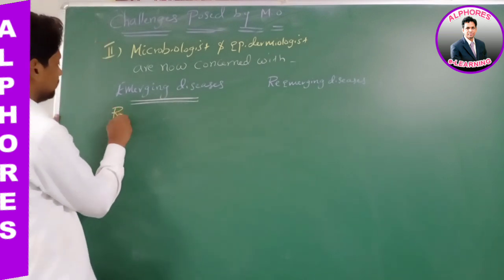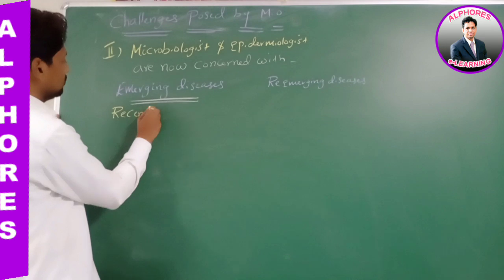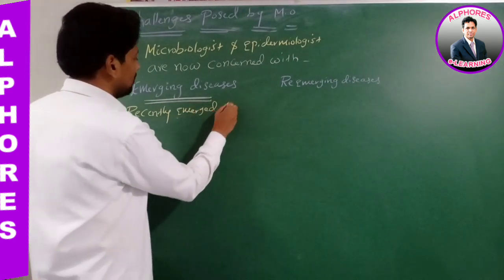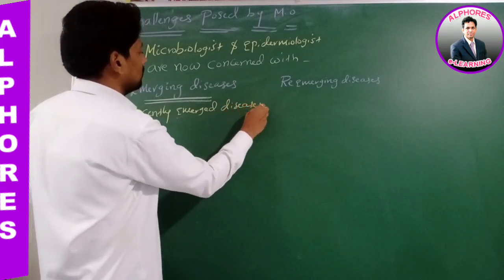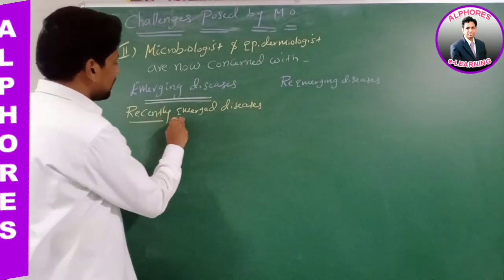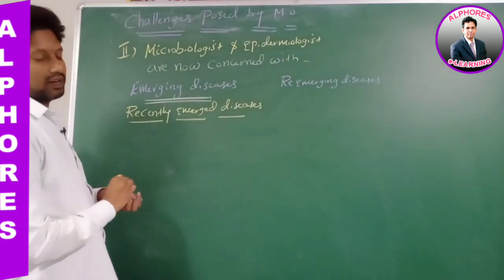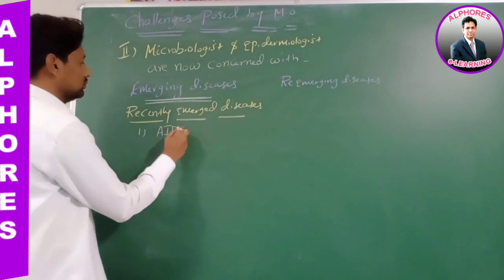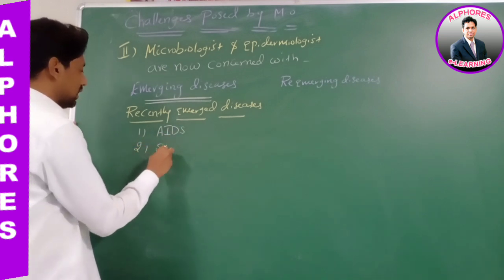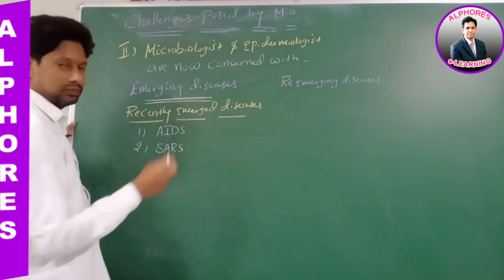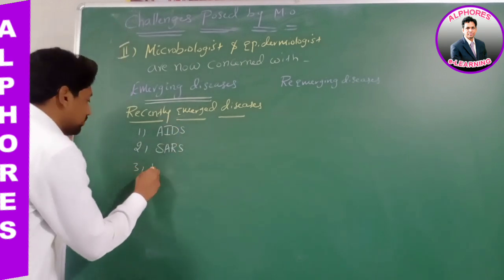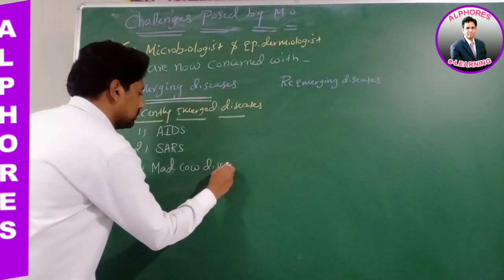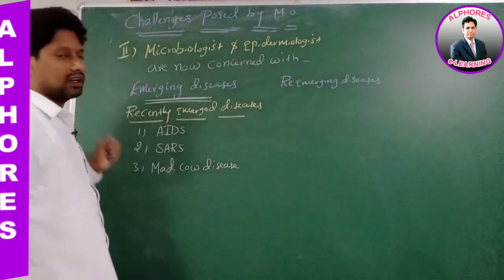Examples, right? Number 1, AIDS. Number 2, SARS. Number 3, mad cow disease. What is it? Mad cow disease.